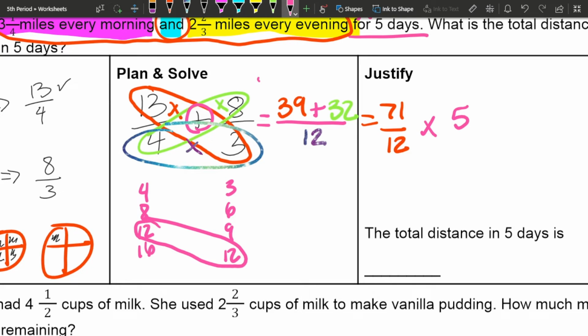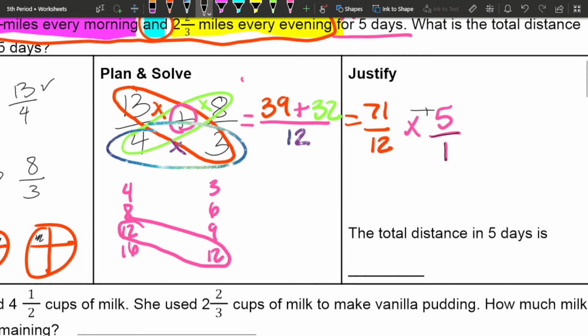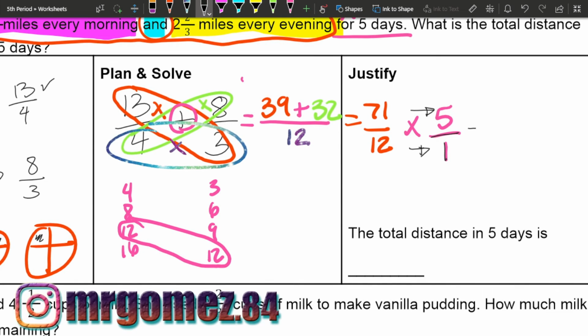How do we turn any whole number, any integer, into a fraction? Put it over 1. You just put it over 1. That's a fraction now. When we multiply or divide, we don't care about the denominator. We don't have to have the same denominator. On a multiplication, all we have to do is multiply straight across.